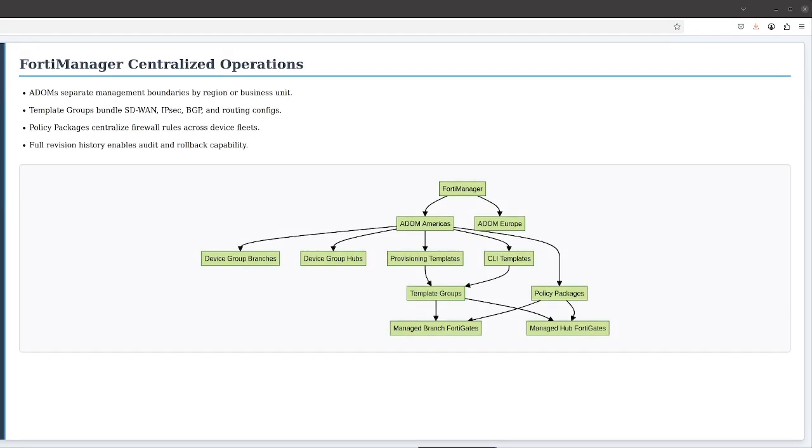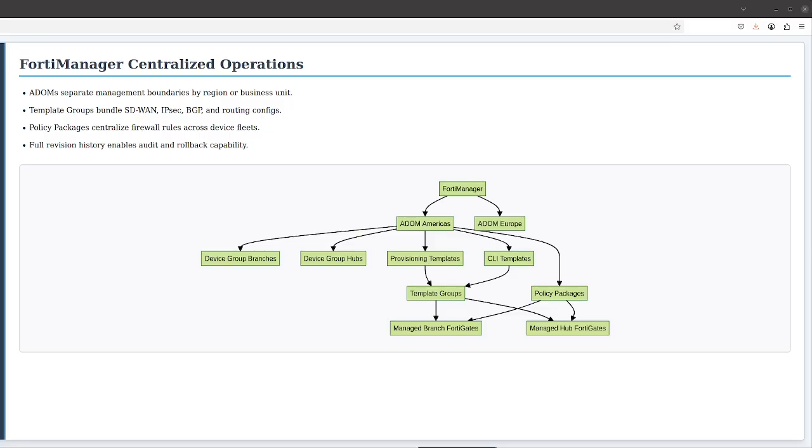FortiManager for centralized operations. Let me walk you through this FortiManager architecture diagram. Managing a handful of FortiGates through their individual command line interfaces is manageable, but once you have dozens or hundreds of devices, centralized management becomes essential. FortiManager is Fortinet's centralized configuration, policy, and device management platform for FortiGate fleets. At the management tier sits the FortiManager appliance, which can be a hardware appliance, a virtual machine, or a cloud-hosted service. FortiManager holds the authoritative configuration for all managed FortiGates and pushes changes on demand or on a schedule.